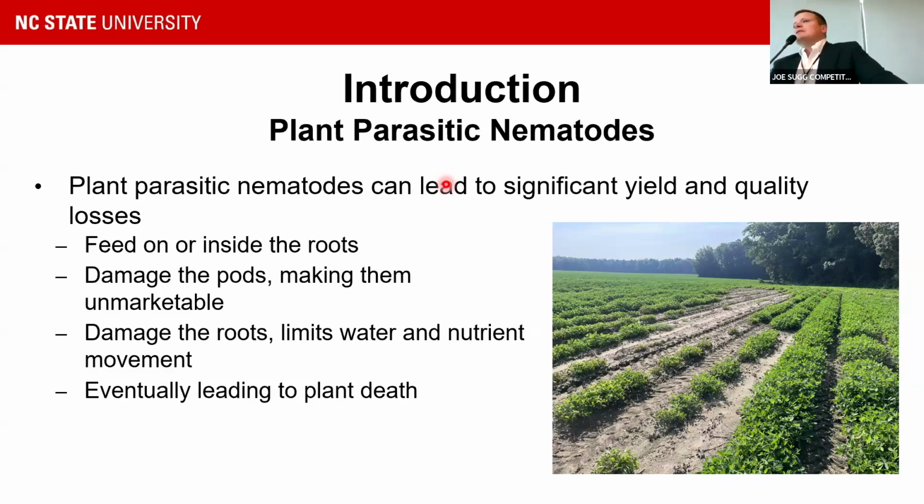The nematodes can feed on or inside the roots. This can damage the formation of the roots and also lead to damage on the pods, leading to that quality decrease. This damage on the roots can lead to nutrient and water deficiency as movement through the plant is disrupted, and eventually this can lead to plant death.